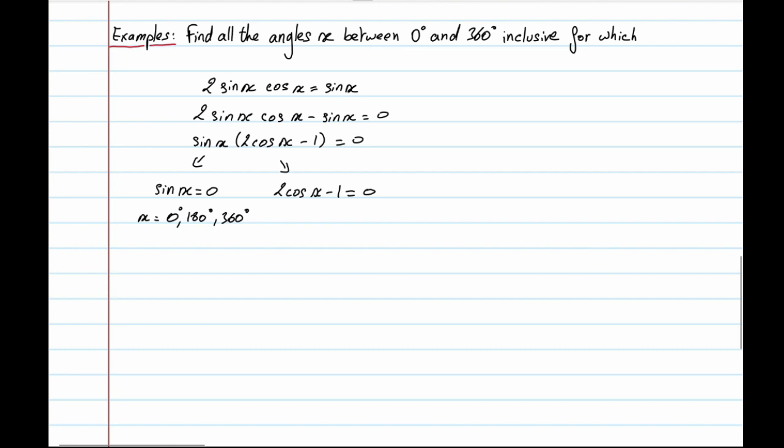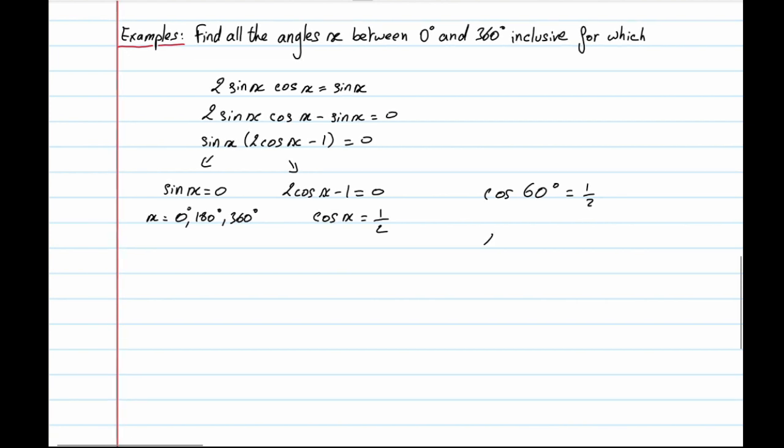In the case of 2 cosine x minus 1 equals 0, we can simplify as cosine x equals 1 over 2. And if you don't know how to find x when cosine x equals 1 over 2, you can just remember that in the first quadrant, cosine of 60 degrees is 1 over 2. So this is true in the first quadrant. So basically that means that our alpha is 60 degrees. In that case, cosine x equals 1 over 2.